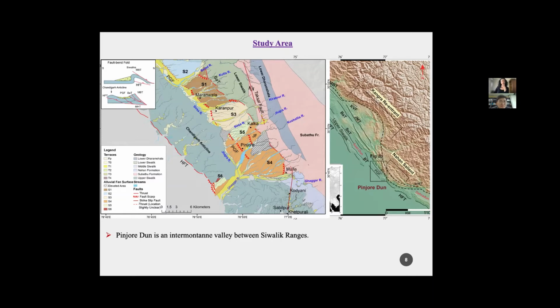Several hinterland faults were identified in this Pinjor Dun, and not much paleoseismic investigation was carried out. So for my thesis, we targeted three faults: Pinjor Garden Fault, Jhajra Fault, and this Khet Parali Taksal Fault. This fault was not identified before my PhD thesis, and during my PhD thesis, we identified this fault. So I will discuss the paleoseismic investigation one by one.